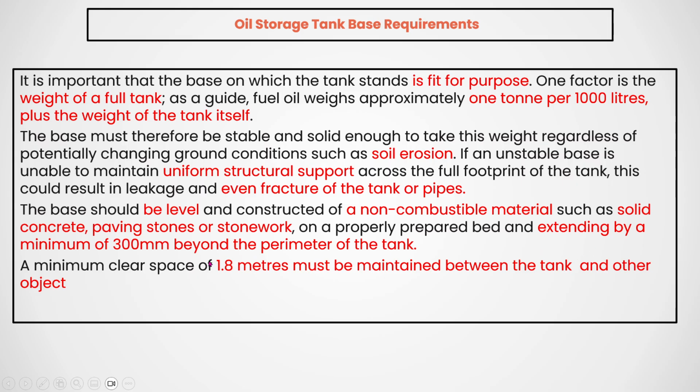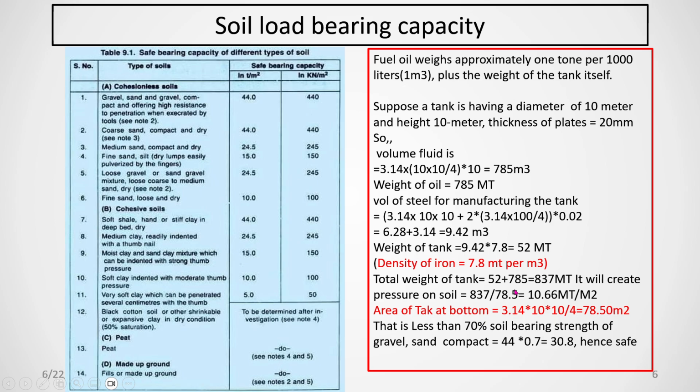The foundation should be at least 300 millimeter, around 12 inch, projected from the shell side. If the tank is there, then it should be projected on both sides, all over, by 300 millimeter. And nearby equipment should be at least 1.48 meter from the tank body. This is the requirement for the manufacturing of the tank.